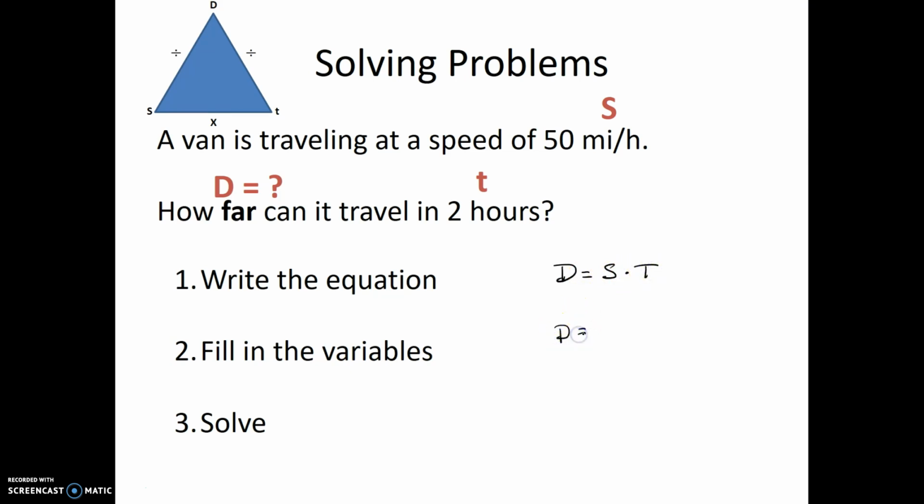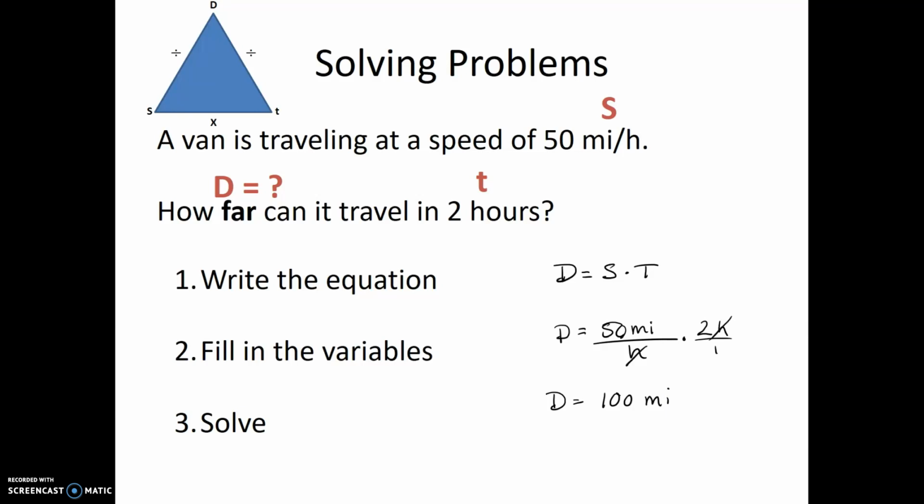Now let's fill in our variables. Distance equals 50 miles per hour times 2 hours, right? So we're trying to figure out how far a van will go traveling 50 miles per hour in 2 hours. So this is nifty, you guys. If you check that out, we can cross-cancel units just like numbers, and that helps us remember what unit to put our answer in, because now all I'm left with is miles, right? So distance equals 50 miles times 2, which equals 100 miles.